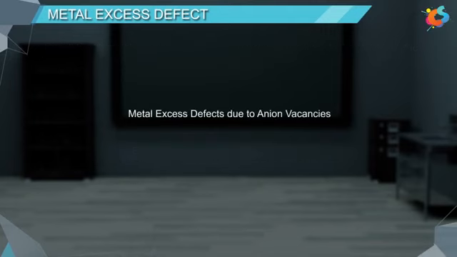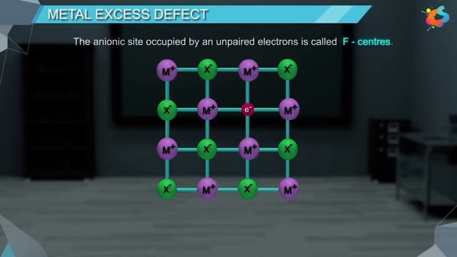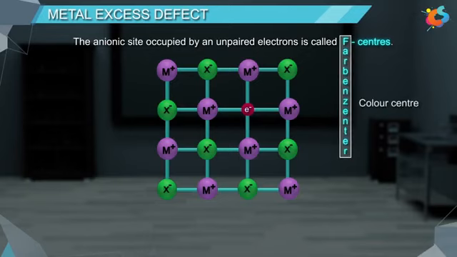Metal excess defects due to anion vacancies. In an ionic solid, an anion may be missing from its lattice site, leaving a hole which is occupied by an electron, to maintain electrical neutrality. The anionic site occupied by an unpaired electron is called F center, where F stands for Farbenzentrum, which is a German word for color center.